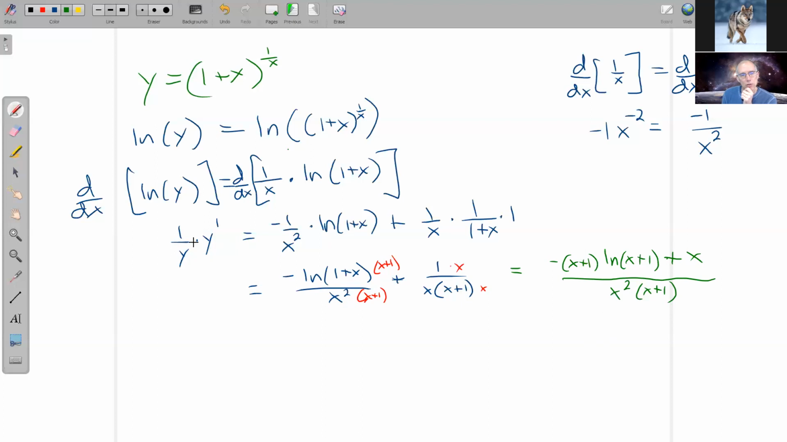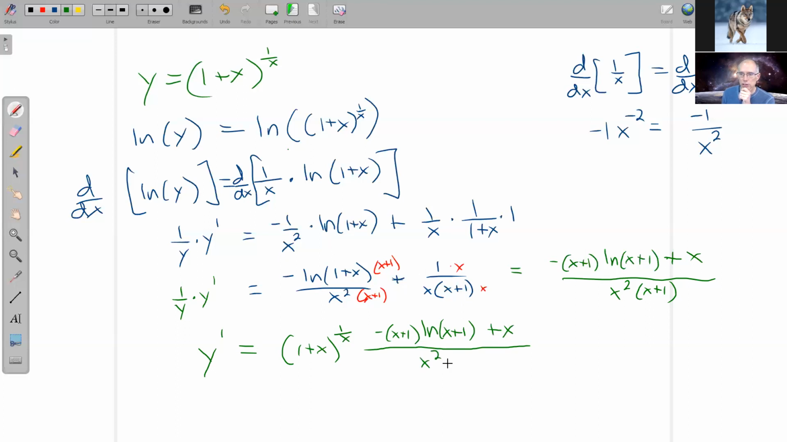And then we haven't solved for y prime yet. We have to multiply by y. We still have 1 over y times y prime. So multiplying by y, I get y prime is this (1 plus x) to the power of 1 over x times that crazy fraction: negative (x plus 1) times the natural log of (x plus 1) plus x, over x squared times (x plus 1).